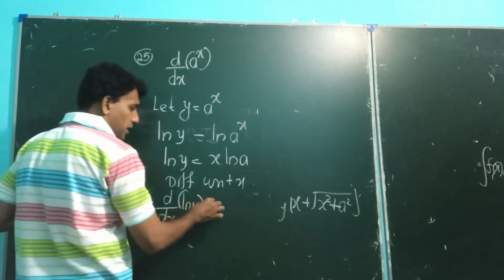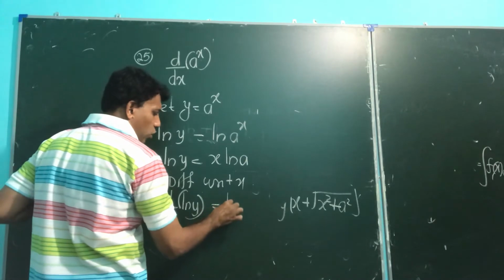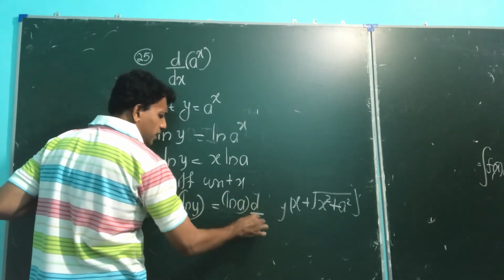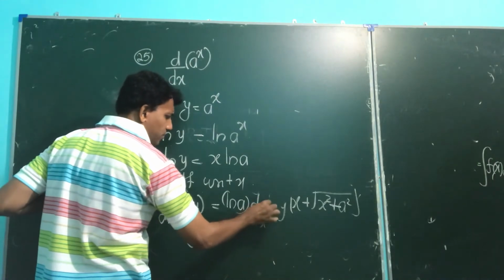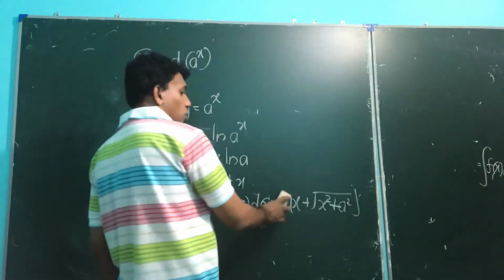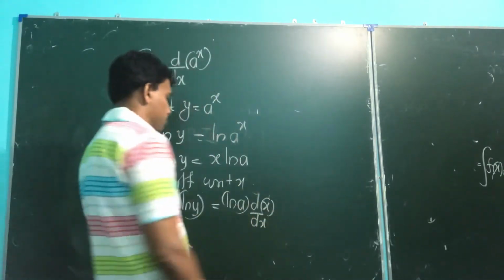On the other side, can I write that log a is a constant? Log a is a constant. D over dx of x. Log a is a constant, a is a constant, no? Therefore, log a is a constant. It's a multiplication, take it out.